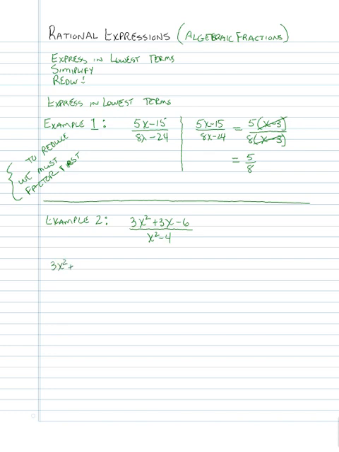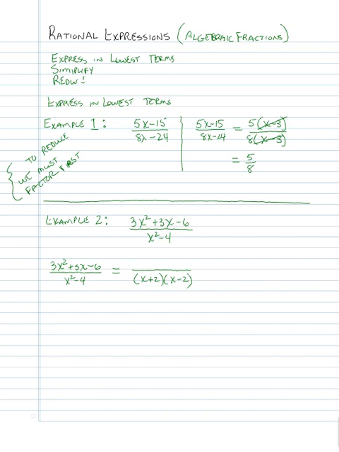3x squared plus 3x minus 6. We've got to see whether this is reducible, and that really means we've got to know what the factors of the numerator and denominator are. So we're back to this idea: to reduce a fraction, we have to first factor the numerator and denominator. Now I'm looking at that denominator, x squared minus 4, and that's pretty easy to factor. That's just the difference of two squares, and so I can get that out of the way real quickly. That's x plus 2 times x minus 2.